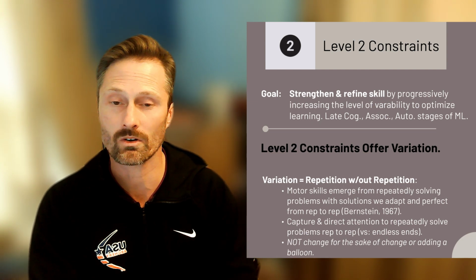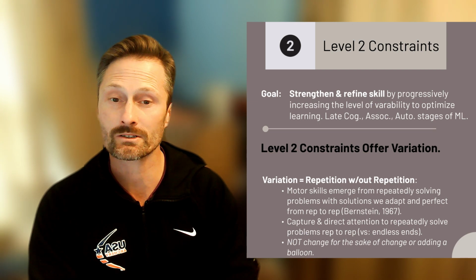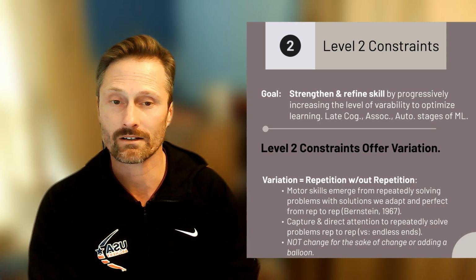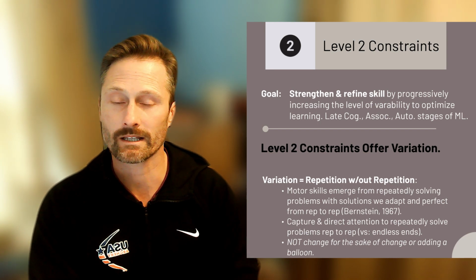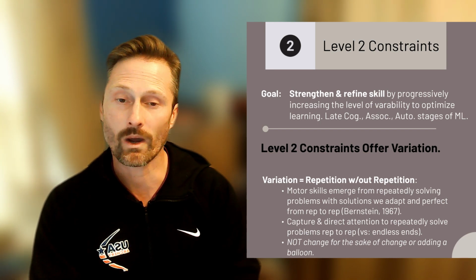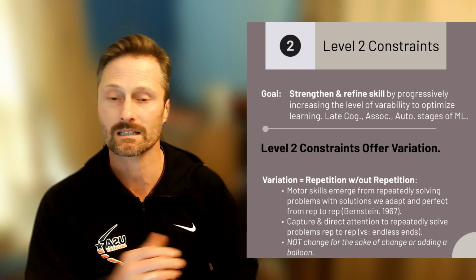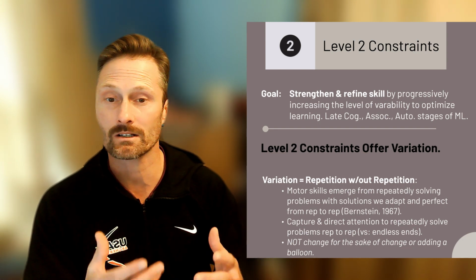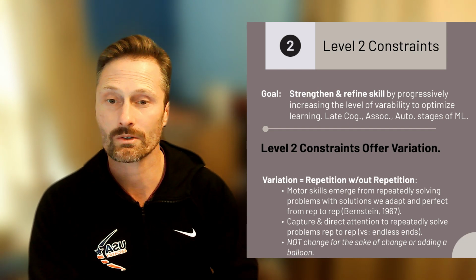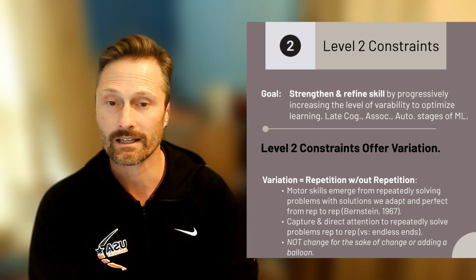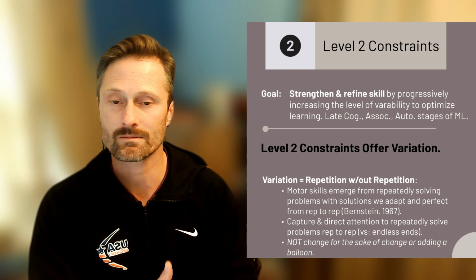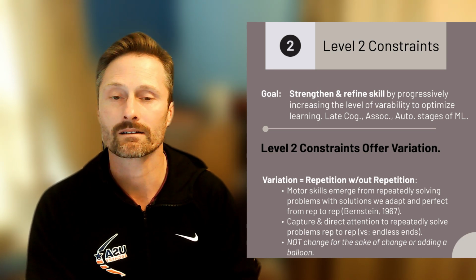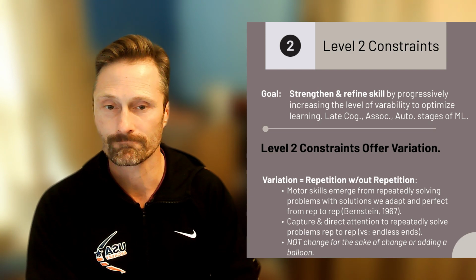That's the primary goal of these. And Level 2 constraints do that by progressively increasing the level of variability, and we'll get into exactly what that means. When we progressively increase the level of variability, we optimize the learning environment for athletes so that the learning they experience becomes stickier and is more likely to transfer once we get them to a tournament-like situation.